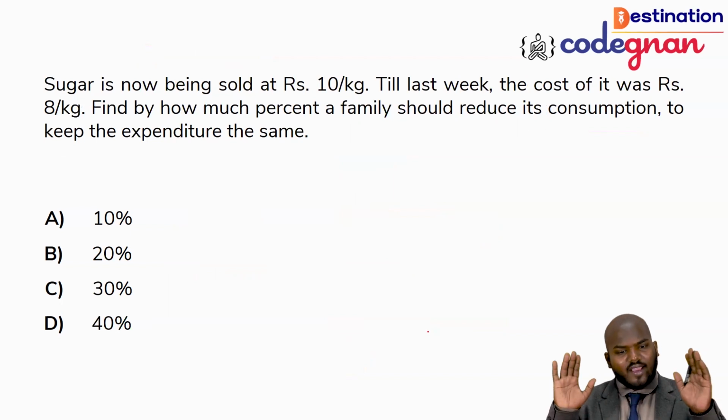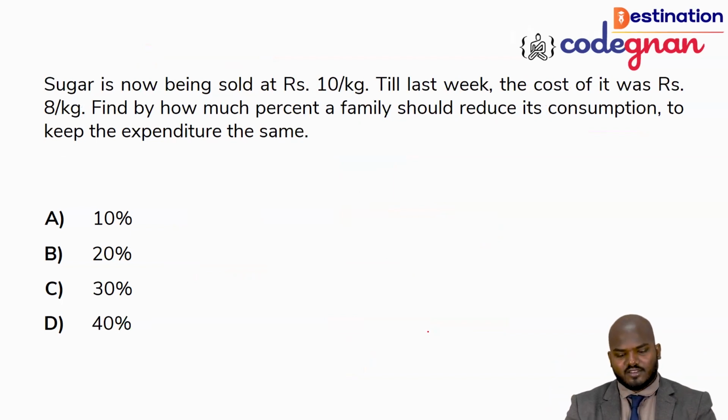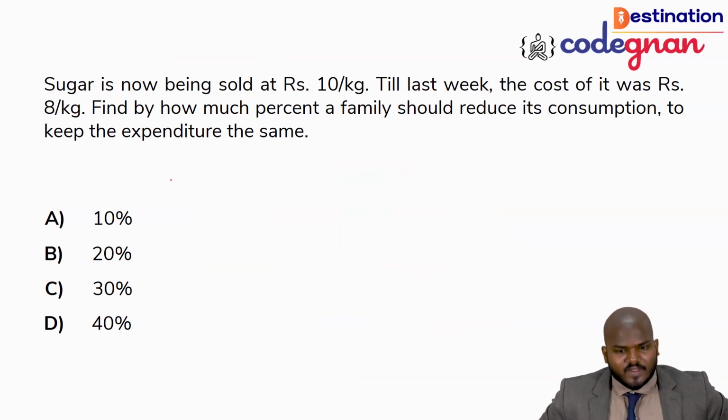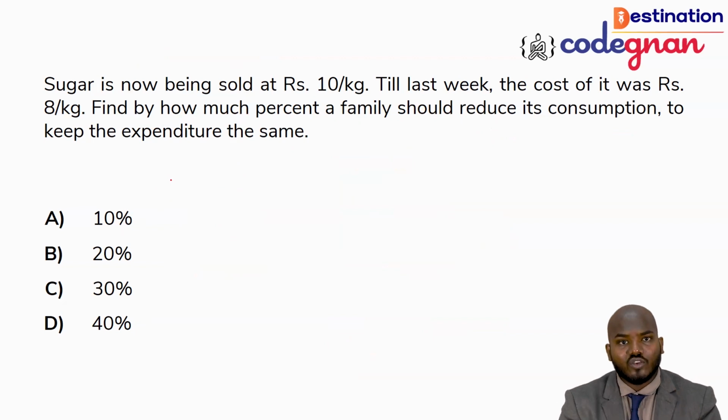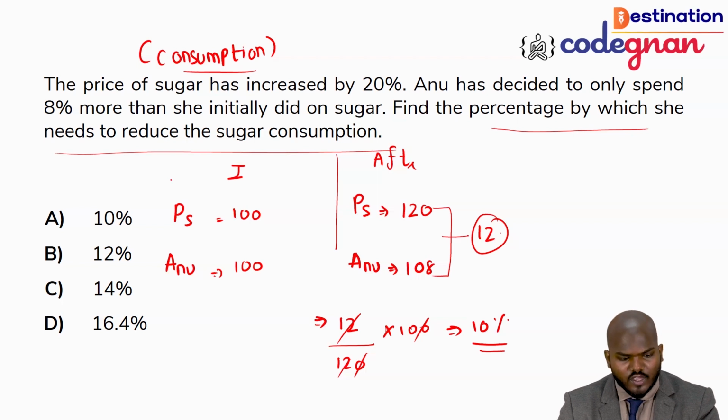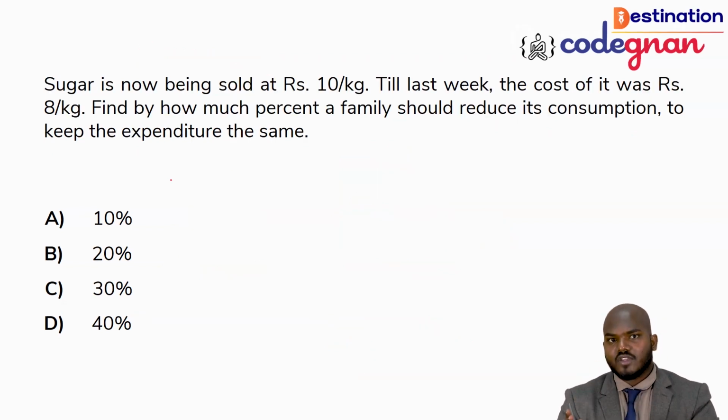Okay, so now again the same type of question, sugar there, here also sugar, but they are asking a little bit differently. The price of sugar is now being sold at 10 rupees, and till last week the price was 8 rupees. Then by what percentage should the family reduce its consumption to keep the expenditure the same? This question is the same as the question we solved in the previous one. If you're getting the correct answer here, you are on the way.